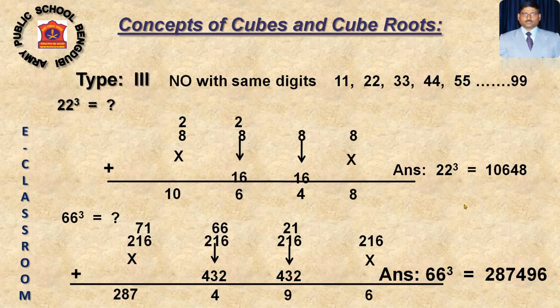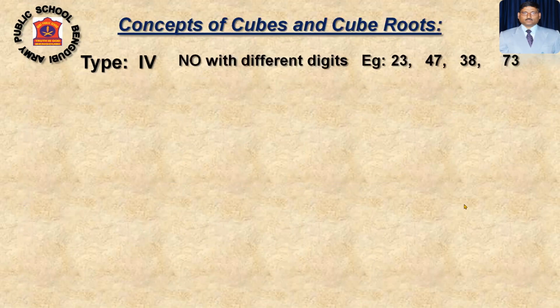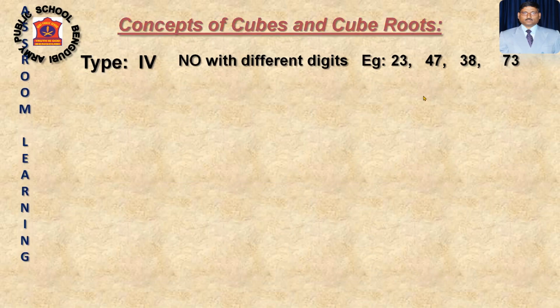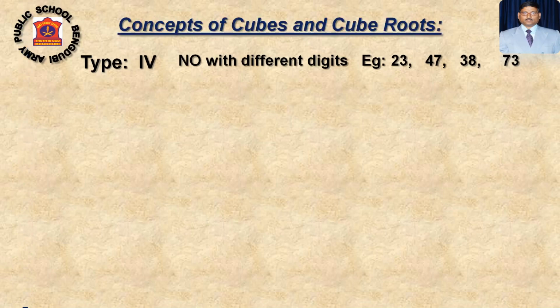287496. Okay, very simple. Now type 4. Type 4 actually you have to remember. If previously 3 type, if you forget it, does not matter. This is universally applicable. You can apply it in all cases except one number, that is 37. 37 is such a number which does not follow any rules. So leaving 37, any 2-digit number you can apply this technique.